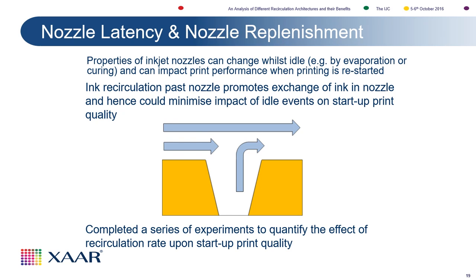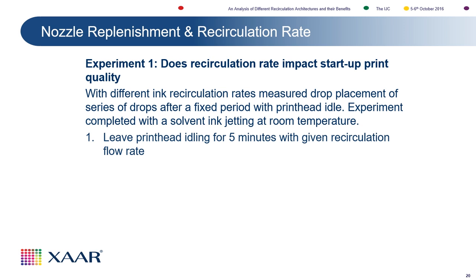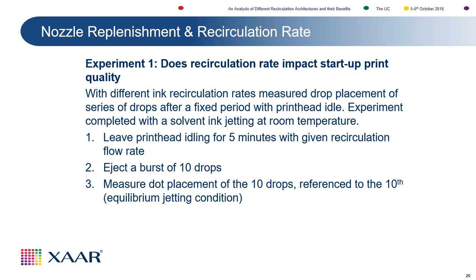So what we did is a series of experiments just to demonstrate that impact. First experiment, we just looked at the effect of recirculation rate. With different recirculation rates, we measured drop placement, to see if with higher recirculation rate the impact of the idle period was less. Simple experiment: leave the printhead idle for 5 minutes with a given recirculation rate, eject a burst of 10 drops, and then measure the print quality by looking at the drop placement.